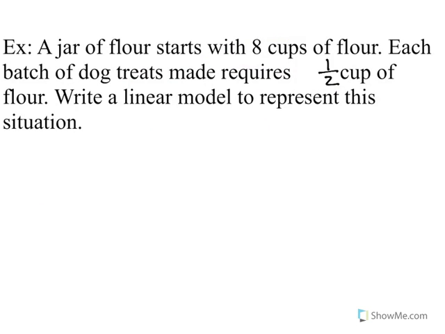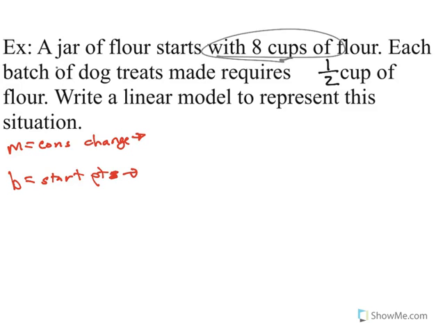All right, let's do another one. A jar of flour starts with 8 cups of flour. Each batch of dog treats made requires 1/2 cup of flour. Write a linear model to represent the situation. Okay, so once again, we're talking about slope and y-intercept. The slope is the constant change. The y-intercept is the starting point. Okay, so let's go through. A jar of flour starts with 8 cups. Well, if it starts with 8 cups, that is our starting point. So we know 8 is our y-intercept and our starting point.